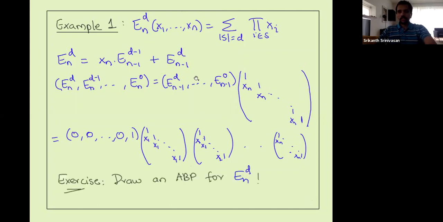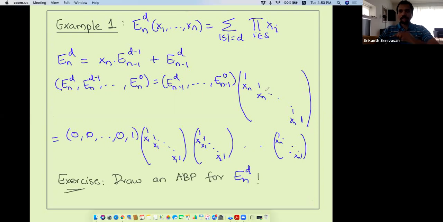Right. So these are all D by D matrices here. And since D is at most n, this is all a projection of IMM n n. So this gives you this polynomial, the elementary symmetric polynomial of degree D, as a projection of IMM n.